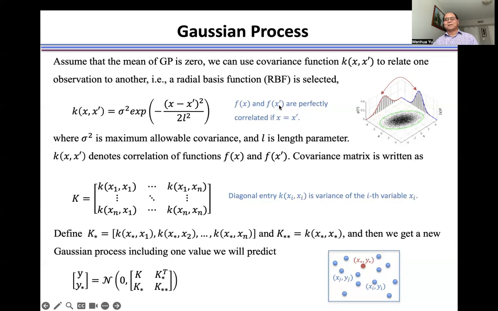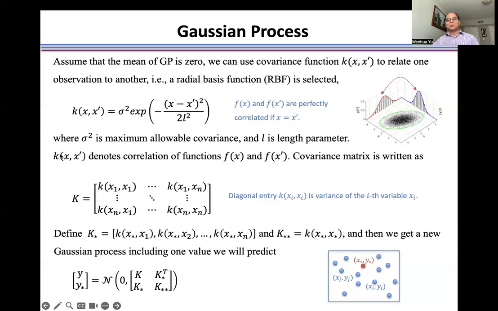That means the Gaussian distribution corresponding to x has the maximum correlation with the Gaussian distribution corresponding to x prime. If the difference is large, that means the kernel value is small. That means this Gaussian distribution has a large difference from the Gaussian distribution corresponding to this x prime. Here l is a length parameter. So now we can use this Gaussian kernel.